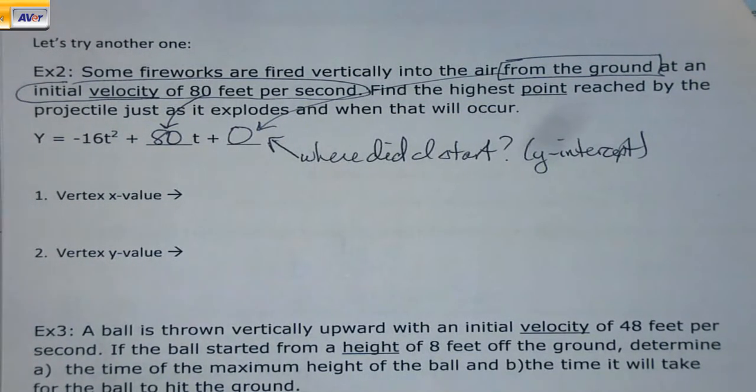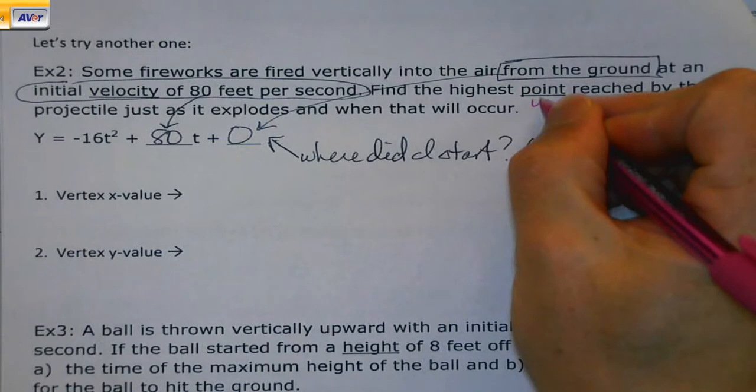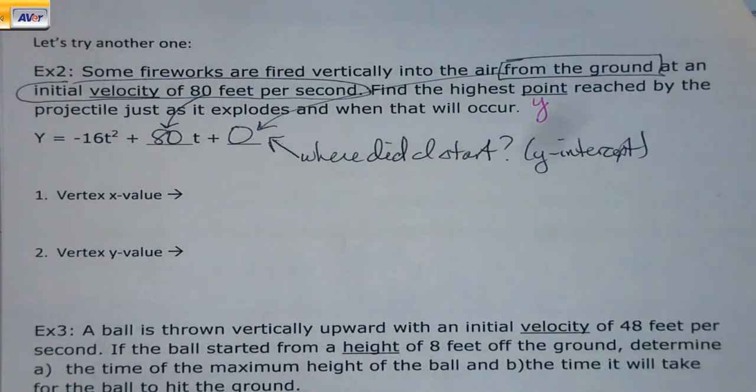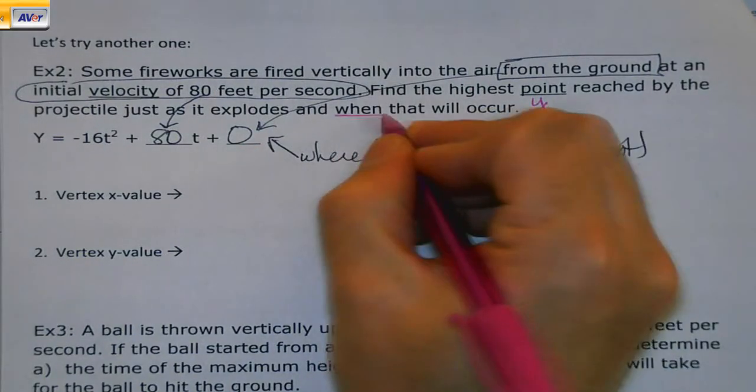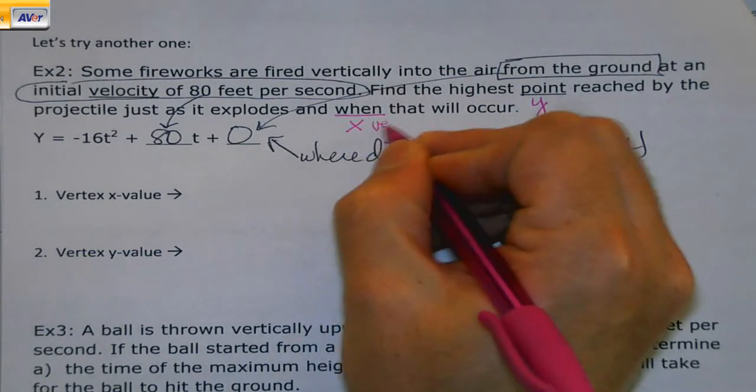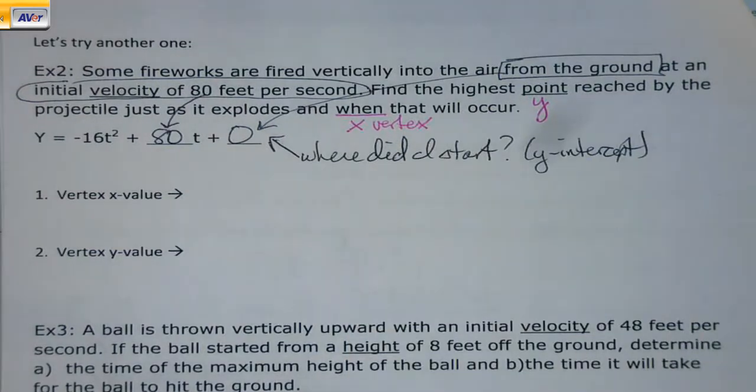Okay, if it would have said from 10 feet in the air, I'd use 10 there. But I have to do a little bit of plugging in. I've got to do a little bit of reading, but it's not going to be anything that's too bad. So once I have this, what am I looking for? Find the highest point, height, y, like the y-axis, reached by the projectile just as it explodes, the maximum, and that'll occur when x is the x value of my vertex.